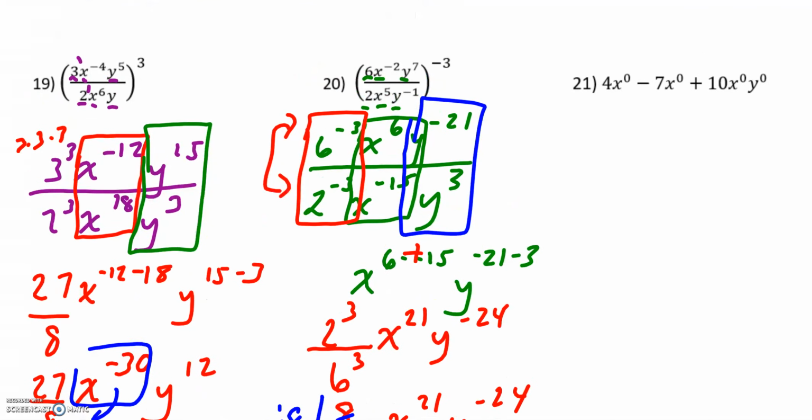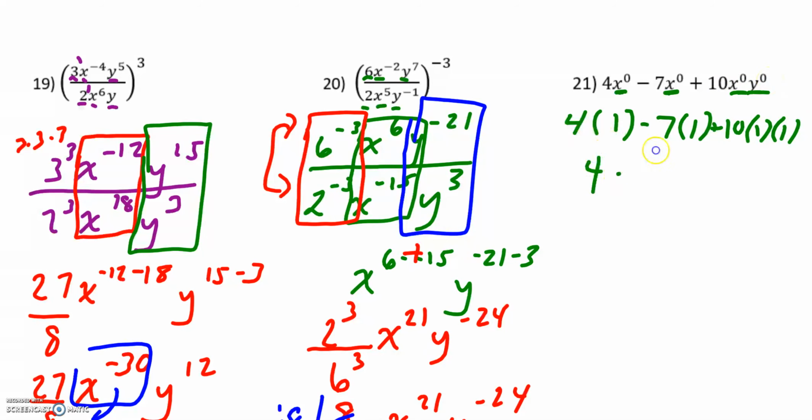Number 21 is the last of the true exponent rules before we get to the scientific notations. This 21 is a good problem also because it's reiterating what the exponent of 0 is actually applied to. Please notice that the 4 is not being raised to the 0th, neither is the negative 7, and neither is the 10. So this really means 4 times 1, because just x to the 0th is 1, minus 7 times 1, plus 10 times 1 times another 1, because both of these separately end up being 1. 4 times 1 is 4, 7 times 1 is 7, 10 times 1 is 10, 4 minus 7 is negative 3 plus 10, so your final answer would be a positive 7.